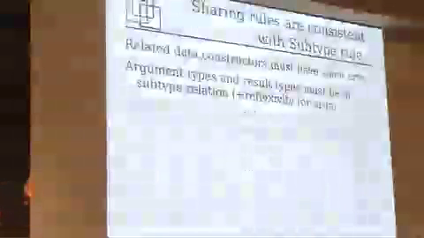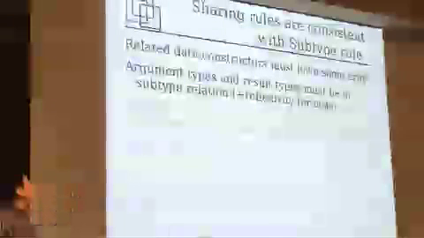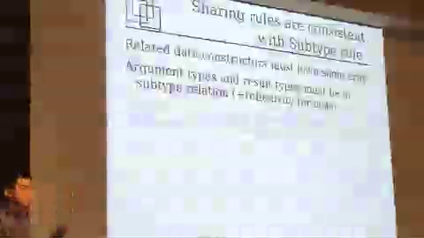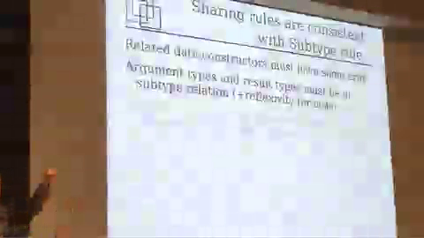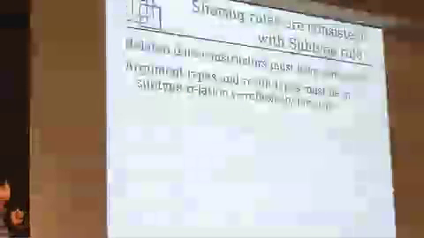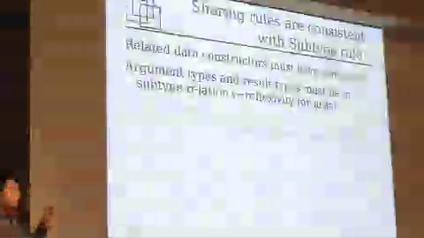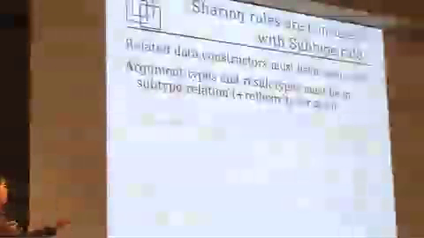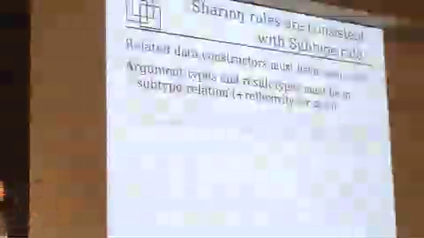So what do we mean by sharing rules have to be consistent with the subtype rule? It means that first, the constructors which are related must have the same arities. We've shown that it doesn't make sense otherwise. And also, the types of related constructors sometimes relate by some subtype relation.